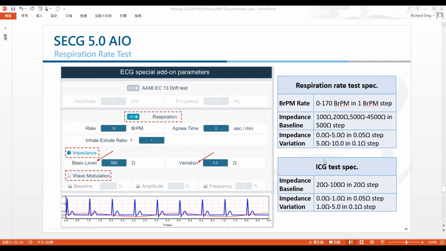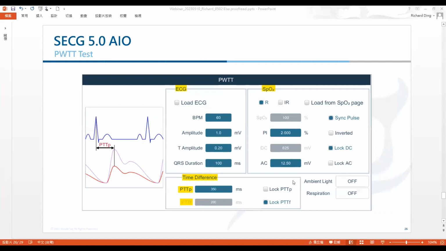Okay, so the next one is the PWTT, right? We can set up the delay between the ECG peak and the PW peak or PW foot.